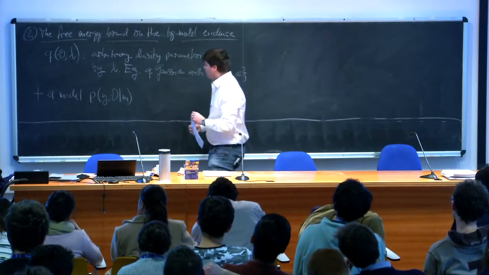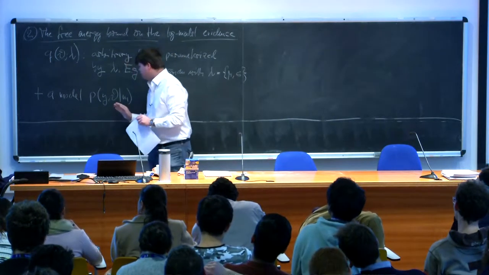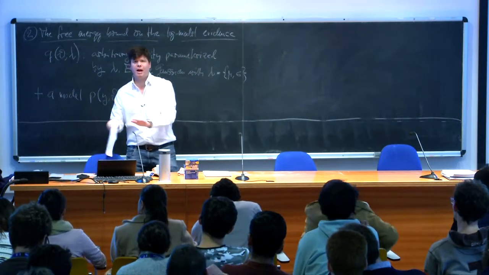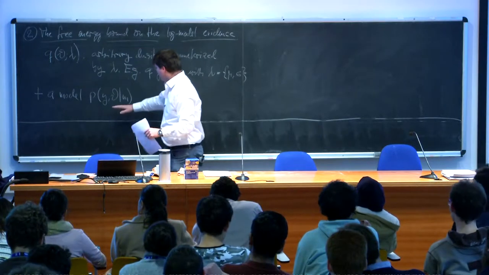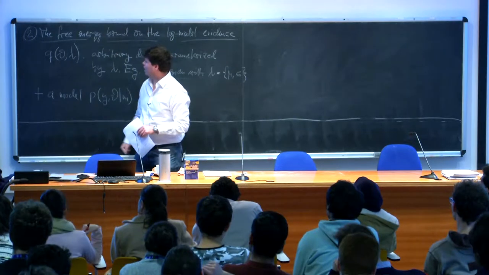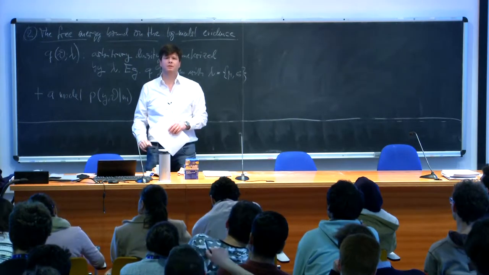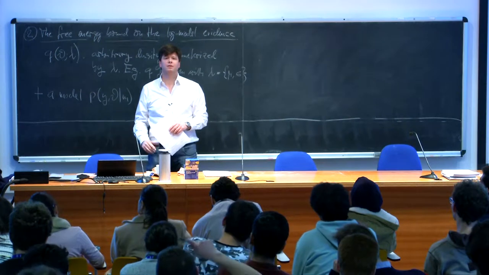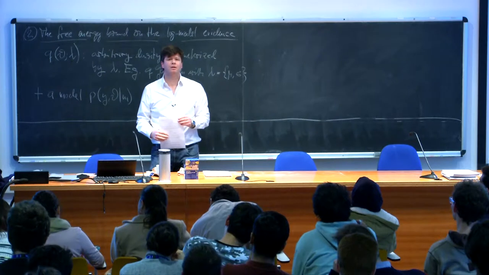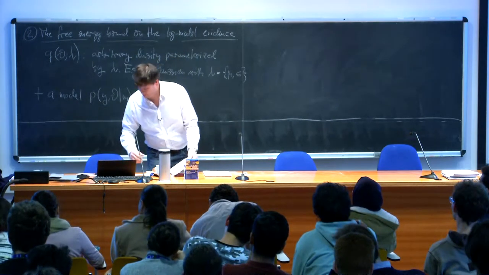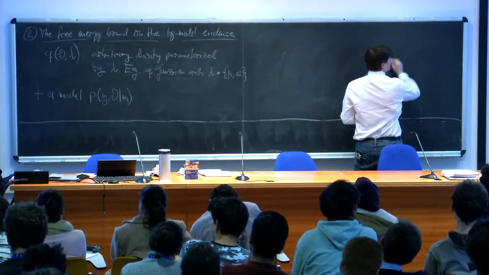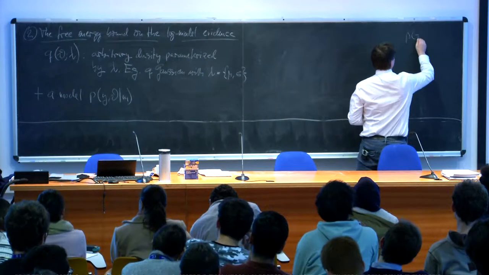No, M is basically the only model we're going to deal with here. So we're going to choose one M. That's going to be our model M. We choose a model M and a Q of theta parameterized by lambda. This here is the model evidence.